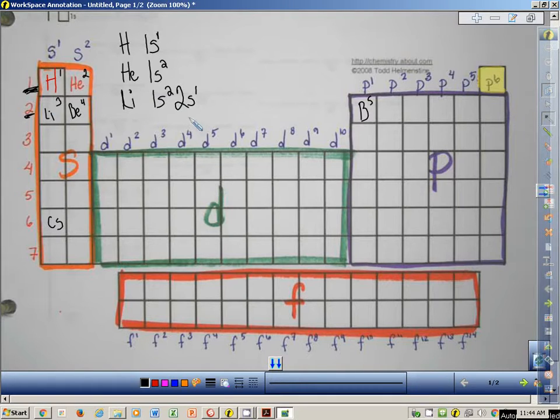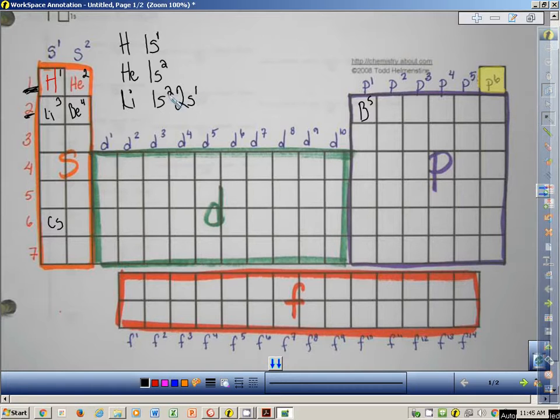Well, it does make sense if you know what the letters and the numbers stand for. What that means is that lithium has 2 electrons in the S sublevel of the first energy level, and it's got 1 electron in the S sublevel of the second energy level. So 2 plus 1 is 3, and it's lithium.